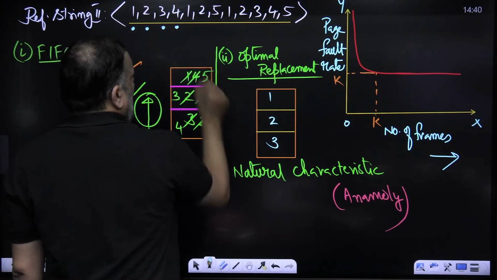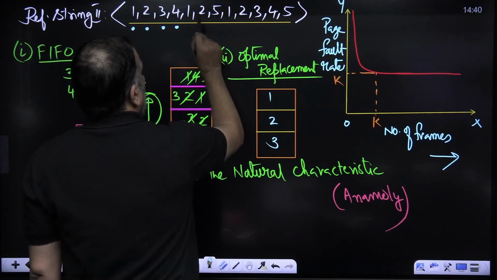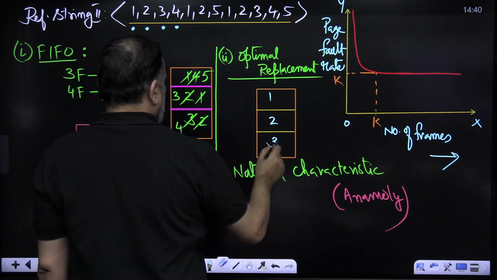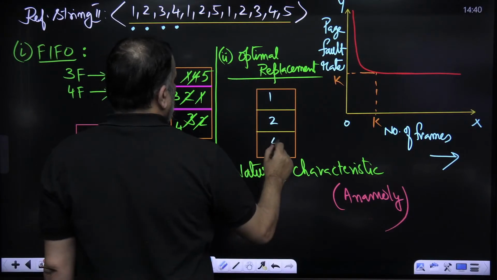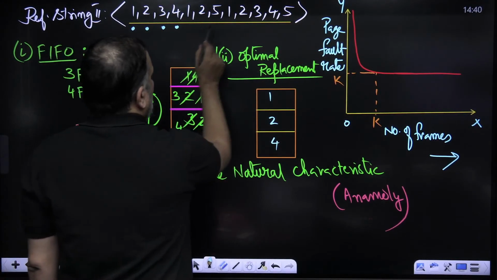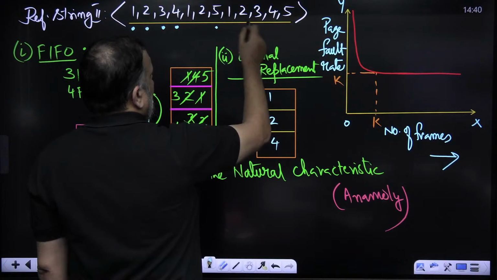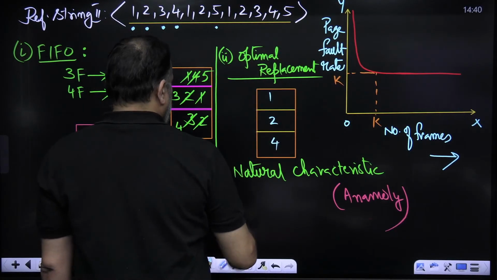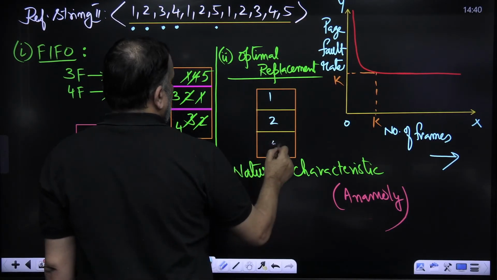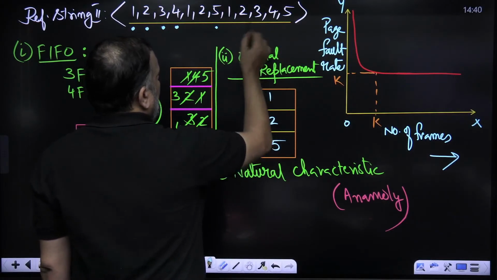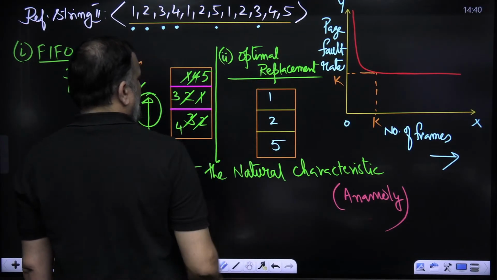हमें decide करना होगा among 1, 2, 3 who is going to be victim. 3 is going to be victimized. In place of 3 we are going to bring 4. Then 1, 2 are referred. 5 will cause a fault. तो देखेंगे 1, 2, 4. 4 is at the end. So in place of 4 we are going to bring 5. Then 1, 2, 1, 2. 3 is going to cause a fault. 4, 5. 5 is referred.